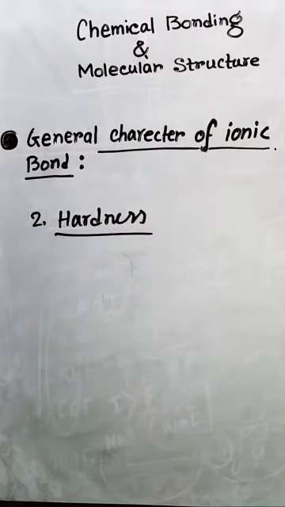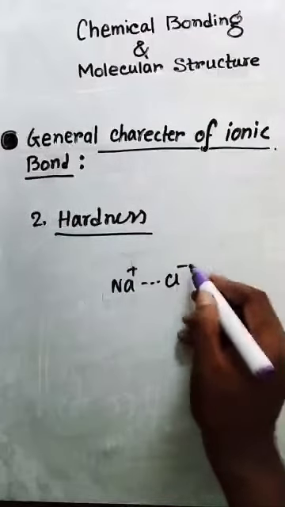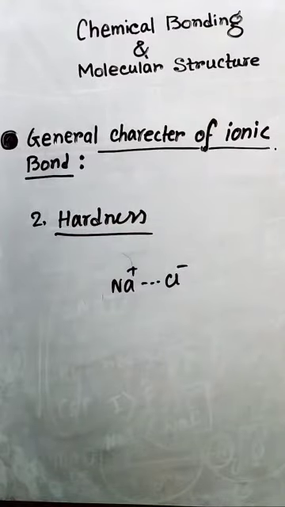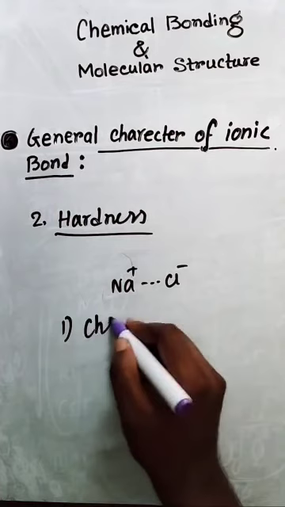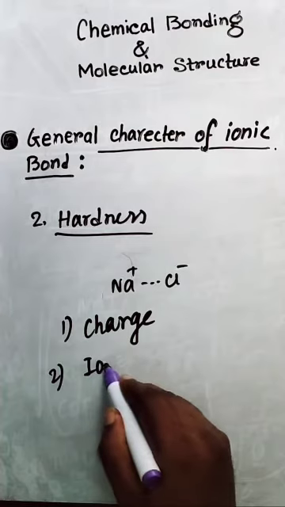Next point is hardness. Ionic compounds are hard and brittle. The strong ionic bond between the cation and anion holds the ions in a very rigid lattice. So smaller ions can pack closer together than larger ions, and hence are hard in nature. Hardness depends upon, first one is charge, and second one is ionic radii.